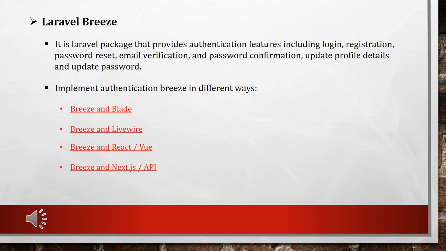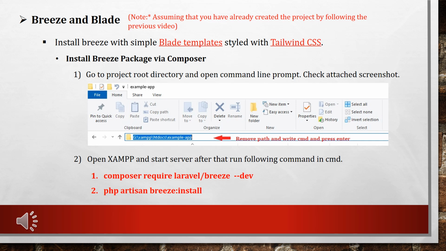Among the implementations of Blade, Livewire, React, and Vue for front-end UI, we start with Breeze and Blade. Before starting installation, I assume that you have already created the project by following the previous video. Let's start by installing the Breeze package via Composer. First, go to the project root directory, remove the folder path, write cmd and press enter. You can check the attached screenshot.